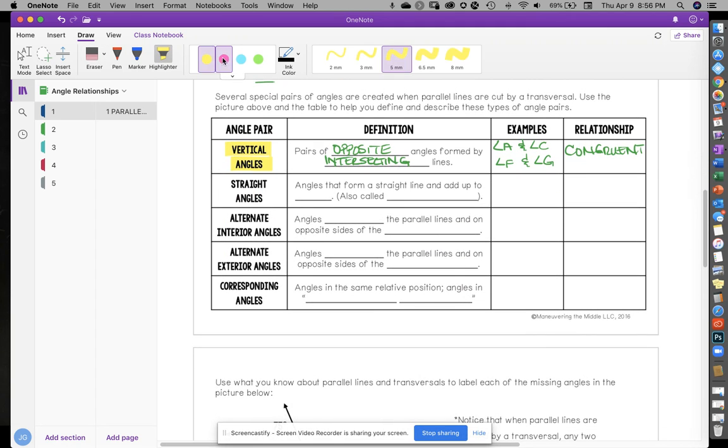All right, let's look at straight angles. Well, the word straight helps you out a little bit, like a straight line. Angles that form a straight line and add up to 180 degrees are also called supplementary. So things that are supplementary also add up to 180 degrees, and that would be like angle A and angle B. You could also say angle F and angle H.